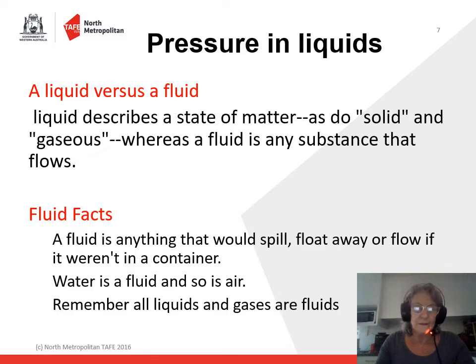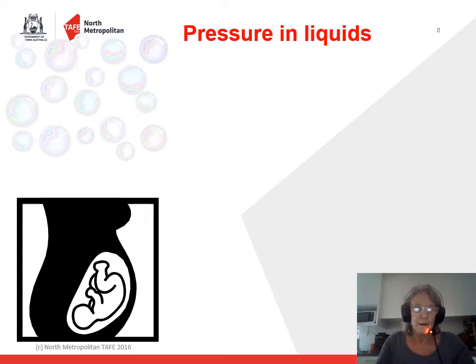Right, so fluids, a fluid is anything that's going to spill or float or flow, so that means it can be air or it can be water, because air flows into our lungs and air flows out of our lungs. So every liquid and every gas is a fluid, and they have certain laws around them. So let's look at pressure in liquids first, and then we'll go through the gas laws second.